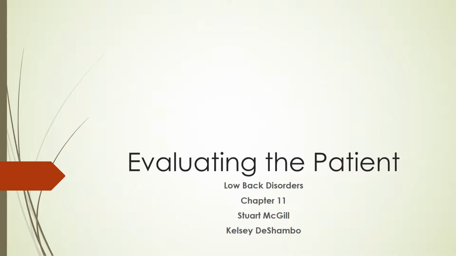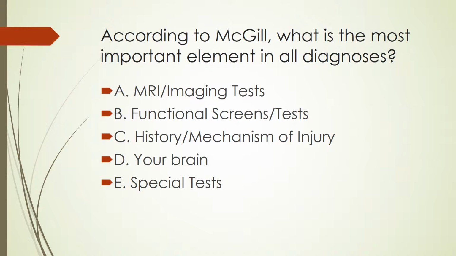This is Evaluating the Patient, Chapter 11 from Low Back Disorders by Stuart McGill. According to McGill, what is the most important element in all diagnoses? Is it A, MRI/imaging tests, B, functional screens and tests, C, history and mechanism of injury, D, your brain, or E, special tests? According to McGill, he believes that your brain is the most important element.